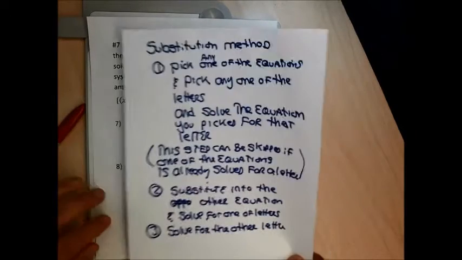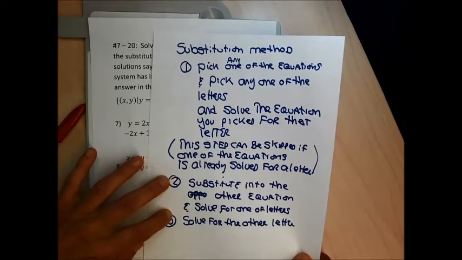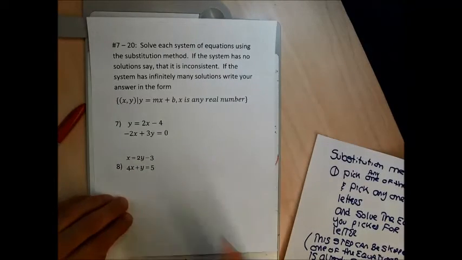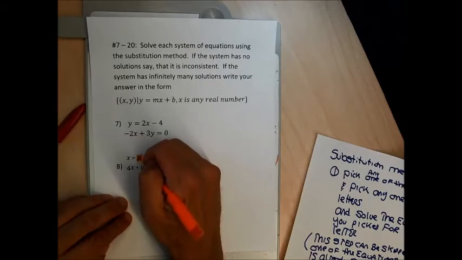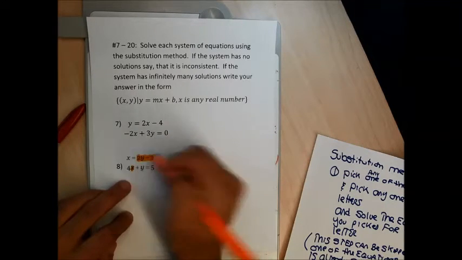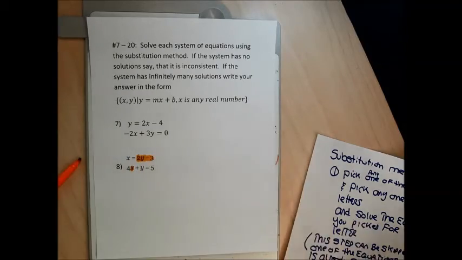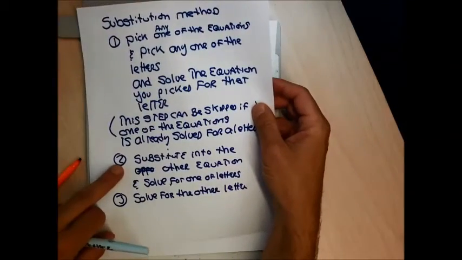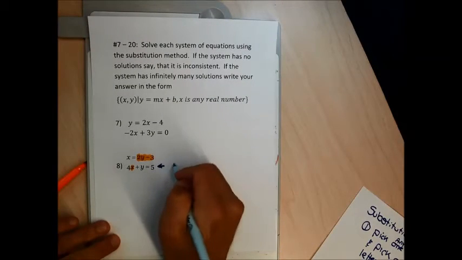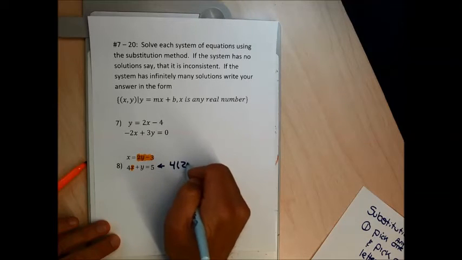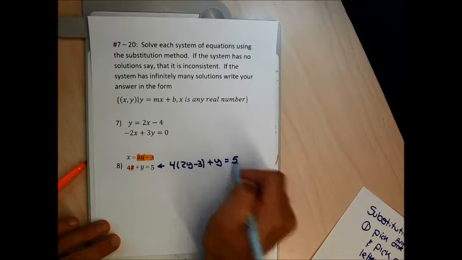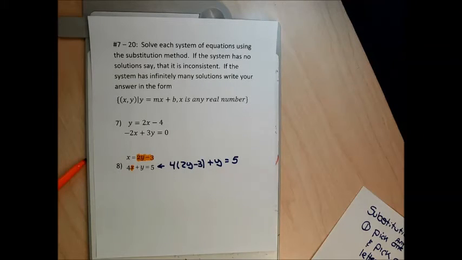So I'm skipping step 1, moving on to step 2. Step 2 says substitute into the other equation and solve for one of the letters. Because the top equation is solved for x, I'm going to substitute for x in the bottom equation 2y minus 3. The first step of my algebra is going to be this step to substitute into the other equation and solve for one of the letters. So I'm going to take this equation and make it 4 times (2y minus 3) plus y equals 5 for my first step of problem 8.